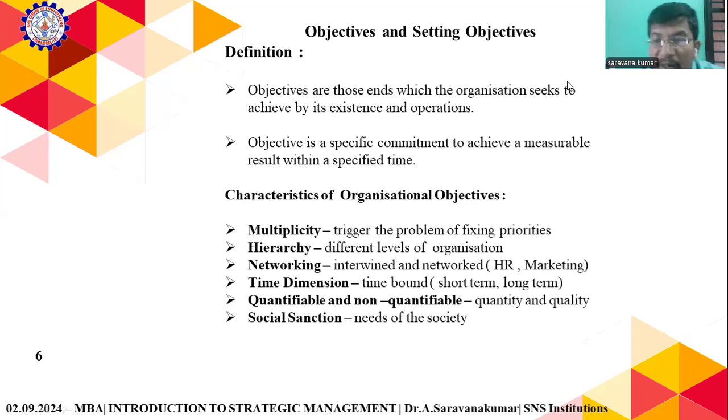In the quantity example, if the product is of proper quality, the number of customers will increase. For example, now 1,000 customers are purchasing the particular product, and it may increase to 10,000. That is the difference between quantifiable and non-quantifiable. Finally, we have social sanction. Social sanction is nothing but the needs of the society. It means CSR, corporate social responsibility.